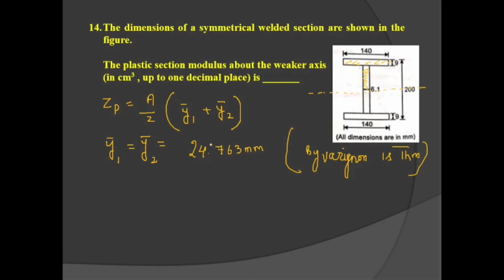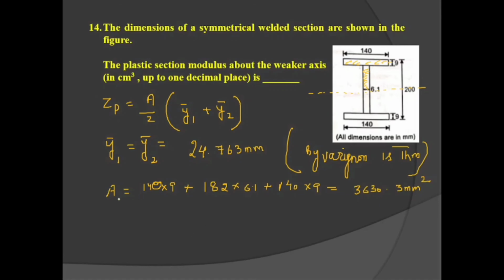Now the total area you can easily calculate. Total area is equal to 149 plus, that is, 200 minus 9 and 9, that is 200 minus 18, that is 182, into 6.1, plus 140 into 9. Okay, that is okay. The total area is 3630.33 mm square. Okay, that's okay.